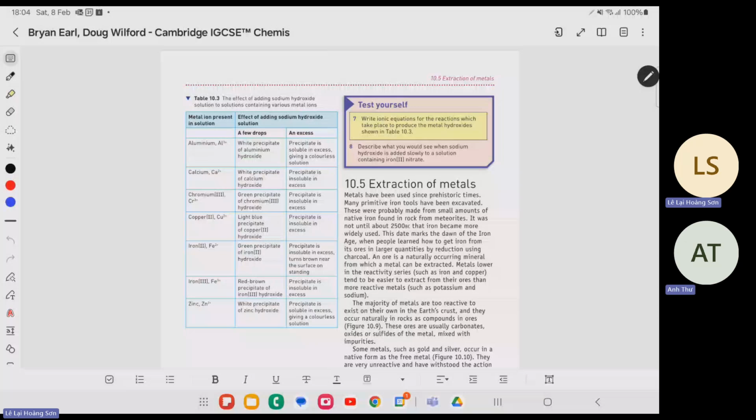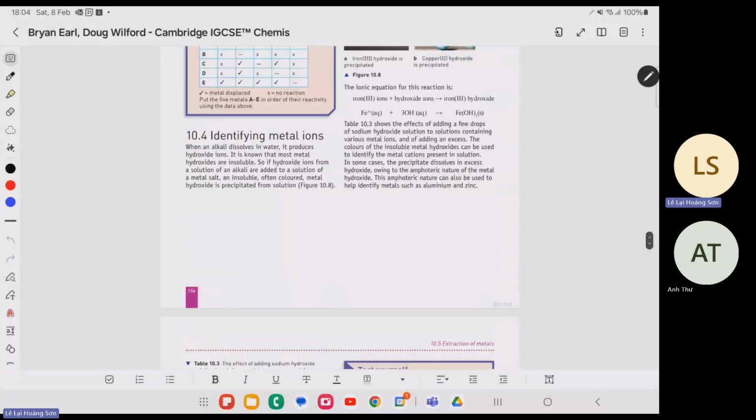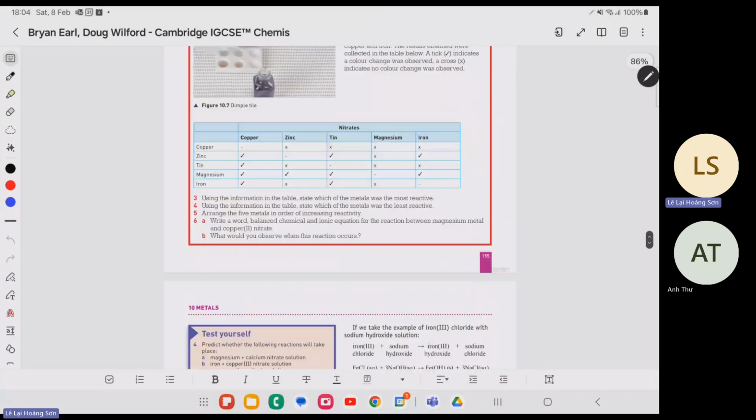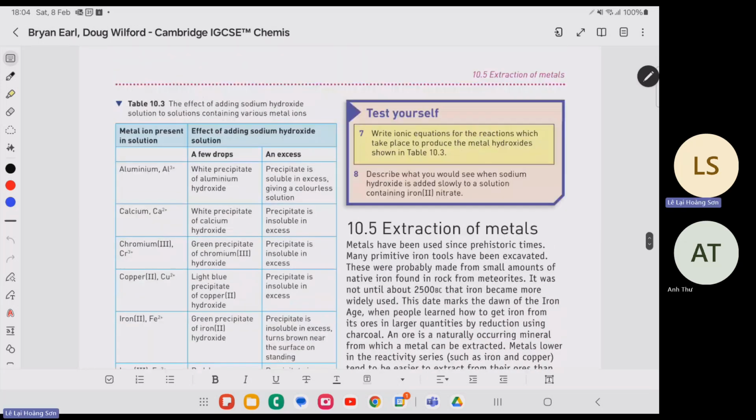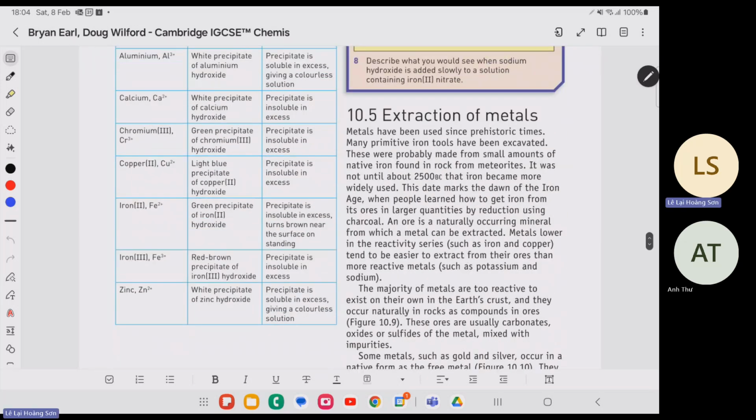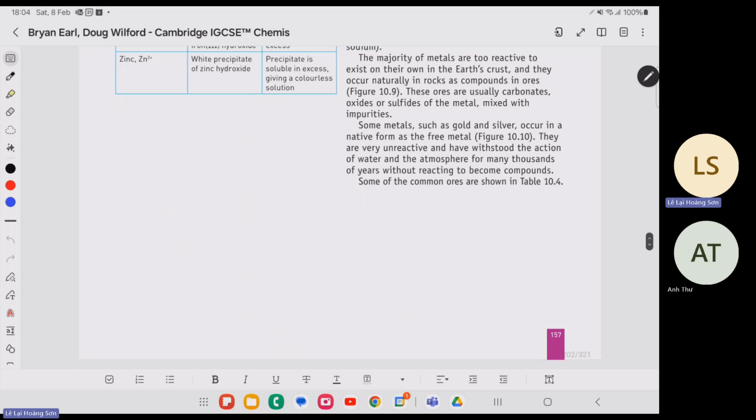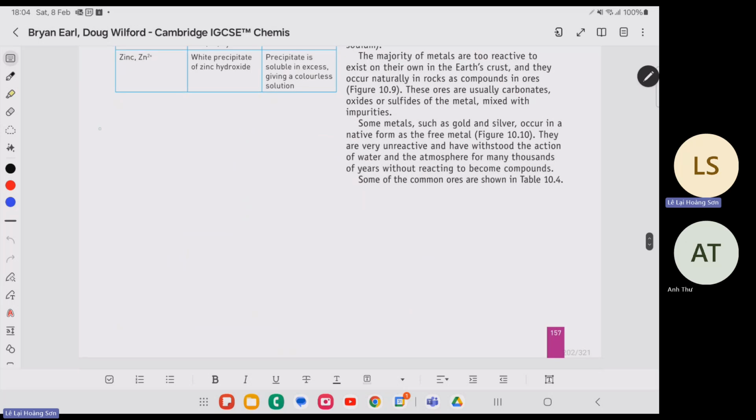So last time we were talking about the extraction of metals. I drew you the table, right? So basically, you can base on the table to understand which metal can be extracted using which method. Okay, so can you tell me some of the ways that we can extract the metal?